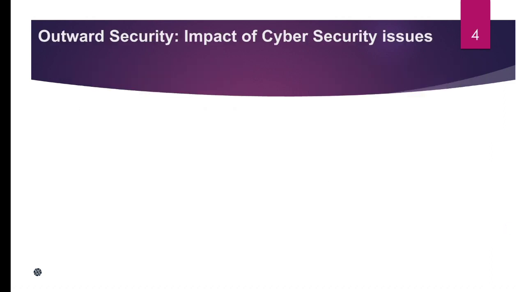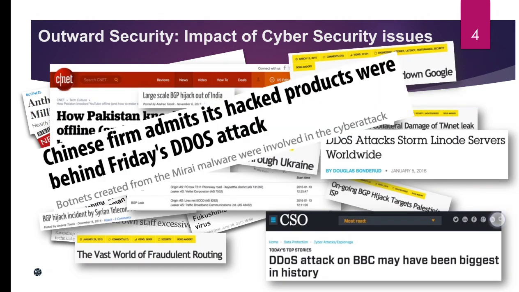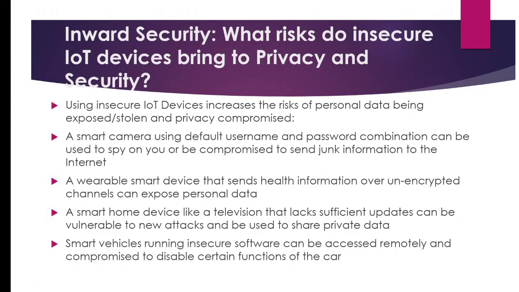There are many newspaper articles about the outward security impacts of cyber security issues. And now we look at inward security and how it works on IoT devices. Using an insecure IoT device increases the risk of personal data being exposed, stolen and privacy compromised. A smart camera using a default username and password combination can be used to spy on you or be compromised to send junk information to the internet.